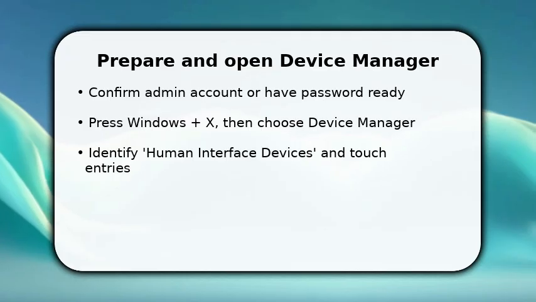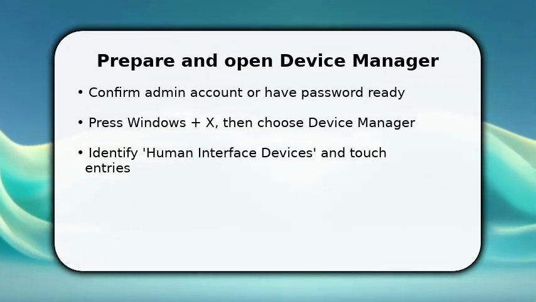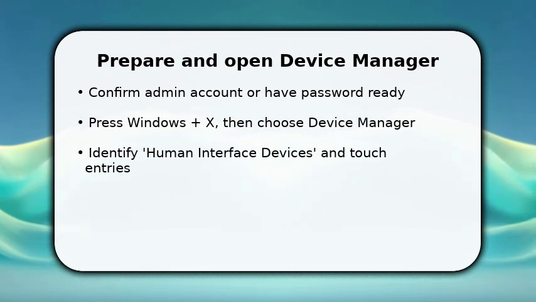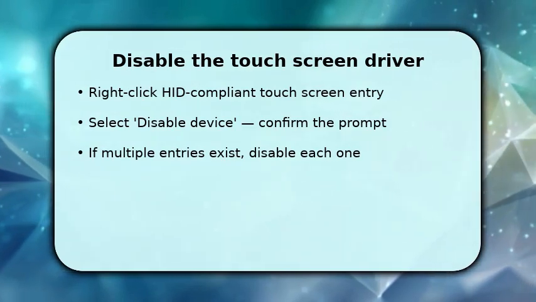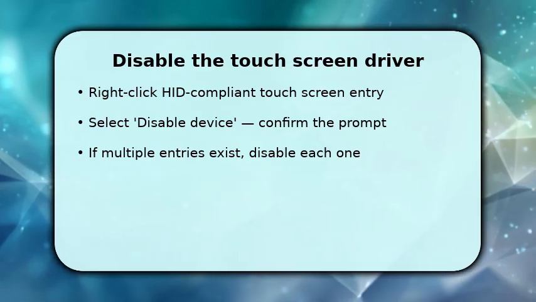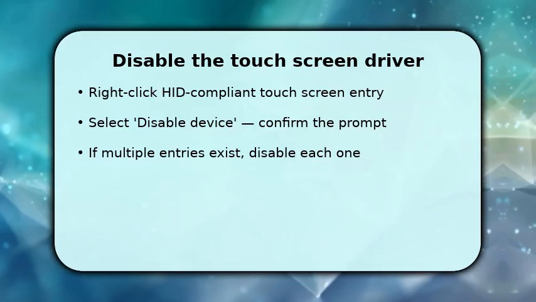Once you see the correct device, pause and get ready to disable it. Do not uninstall yet if you want an easy restore. Now you will disable the touch interface. Right-click the HID-compliant touchscreen device and choose Disable Device. You will get a confirmation prompt, so confirm to proceed.